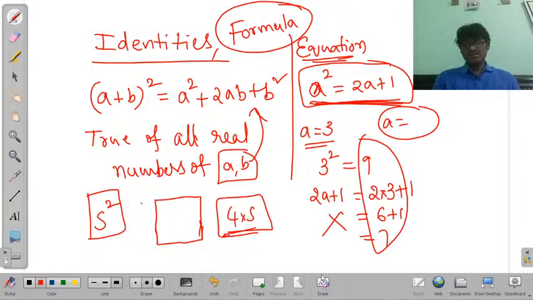Okay, right. So yeah, somebody is saying 2 into L plus B. Yeah, that is 2 into L plus B, the perimeter of a rectangle. Okay, right.